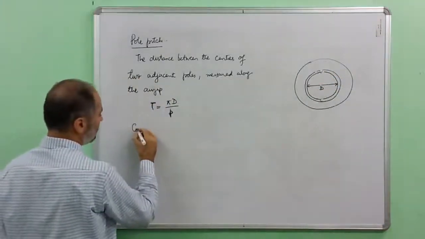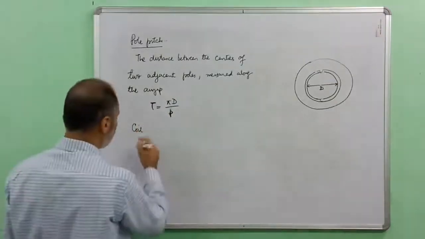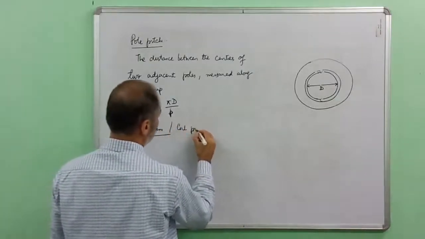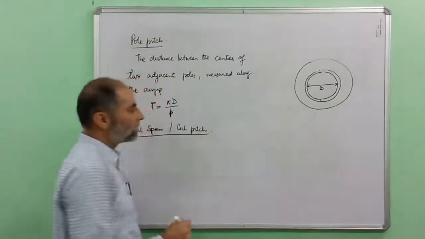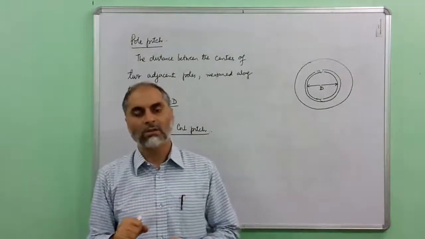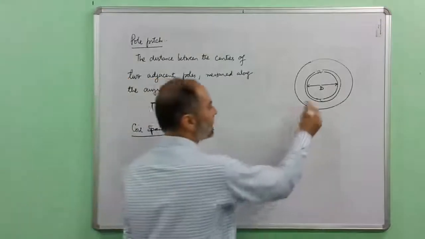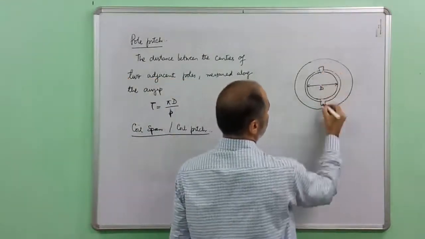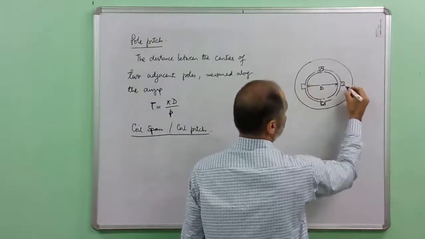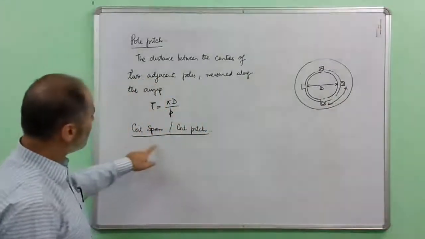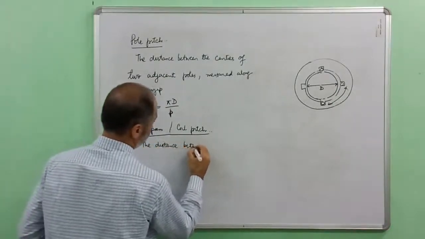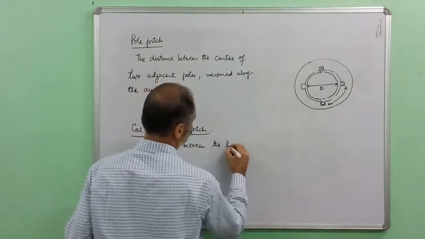Now another definition which we would like to revise, you must have studied this in your earlier course as well, is the coil span, also known as coil pitch. Coil pitch or coil span, as the name suggests, is the distance between the sides of a coil. In each coil we have two coil sides. For example, when we considered one slot pair, this was the distance between the coil sides, and when we considered two coils, we had this as the distance, right? So the coil span is the distance between the two sides of a coil.